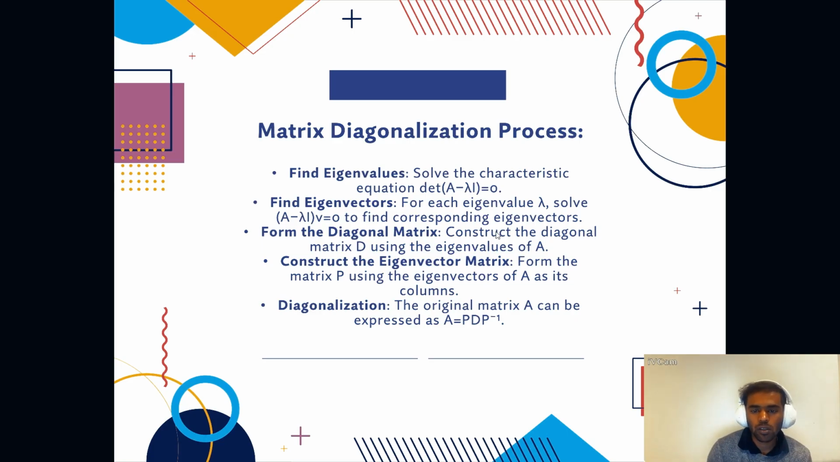Let me talk about the matrix diagonalization process. This is just a brief reference for you to follow the step-by-step procedure on how to solve this. Just have a look through it. What we're going to do is find the eigenvalues, find the eigenvectors, form the diagonal matrix, construct the eigenvector matrix, and diagonalization. I will solve one problem for you, so it will become clearer.